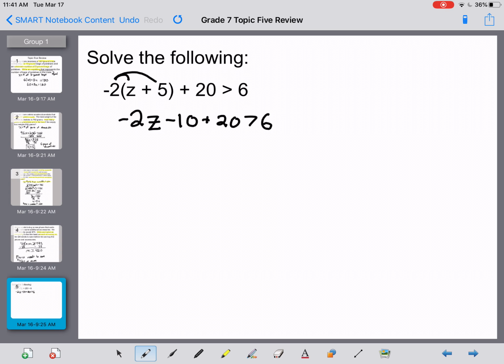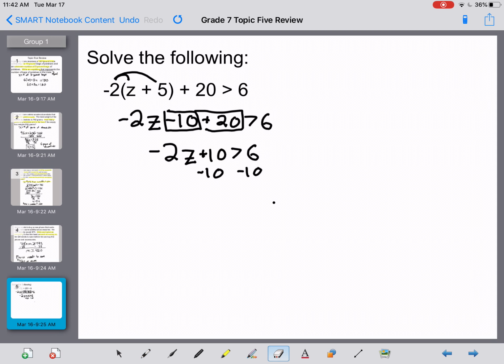I'm going to continue to simplify my left-hand side by combining like terms, -10 and positive 20. My -2z is going to come down. -10 plus 20 is a positive 10. And then bring down my greater than 6. I have to get my variable by itself. So I'm going to subtract 10 from both sides. When I do that, I'm left with -2z. 10 minus 10 cancels out. Is greater than 6 minus 10, which is -4.